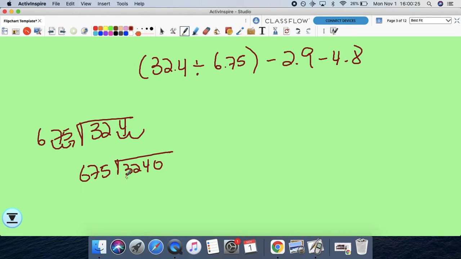I put a 0. 675, does it go into 3? No. Does it go into 2? No. Does it go into 324? No. Does it go into 3,240? Yes. How many times? So use a calculator. Times, I'm going to guess 5. 675 times 5 is 300.